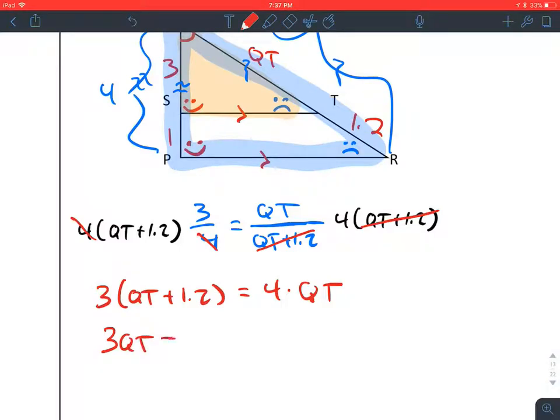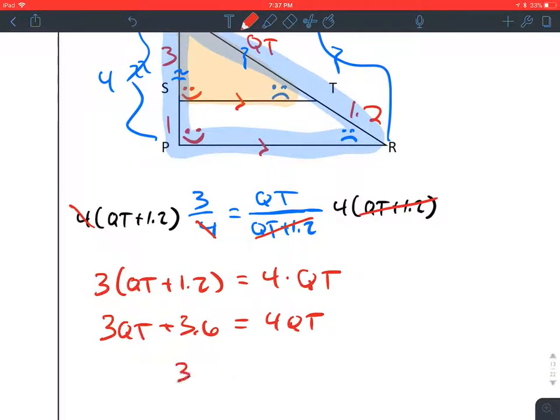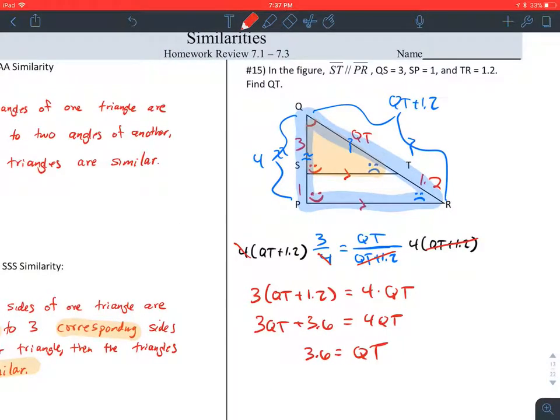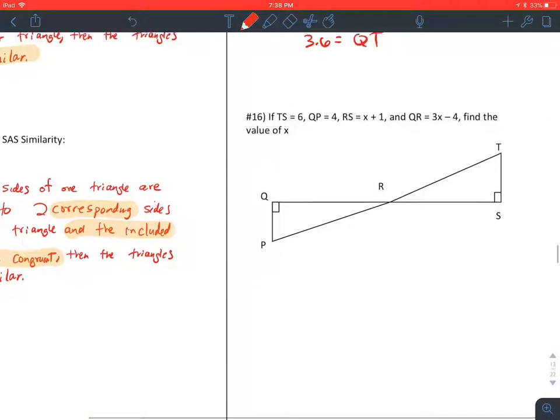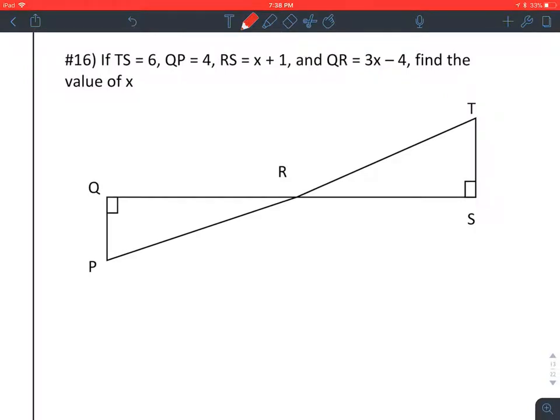Distributive property, I'm going to get 3QT plus 3.6. If I subtract 3QT from both sides, I get 3.6 is 1QT. Make sure I answered the question. Find QT. I've done that. Moving on. This one I'm going to definitely redraw.